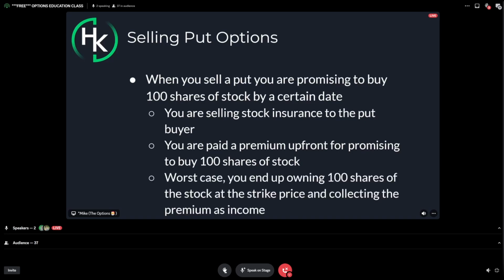So in the worst case, you're going to end up owning 100 shares of the stock at the strike price of the put. And even if you do get assigned, on a freak accident, you're still going to collect that premium you collected upfront as income. Because like I said, it goes into your cash balance in your account right away.